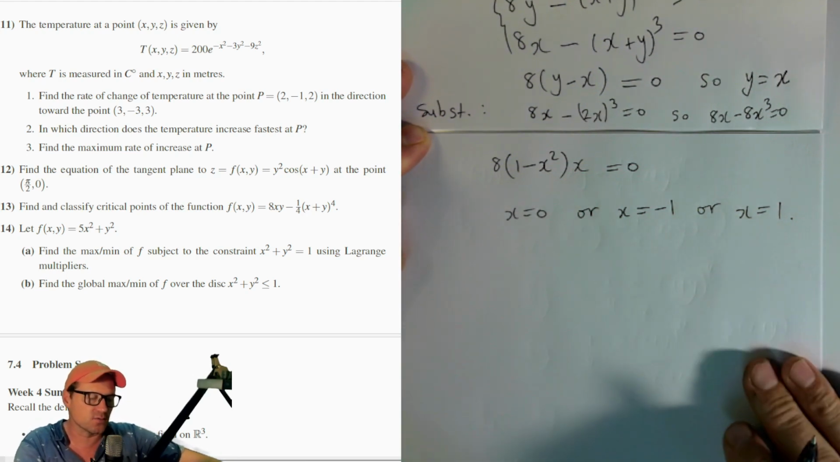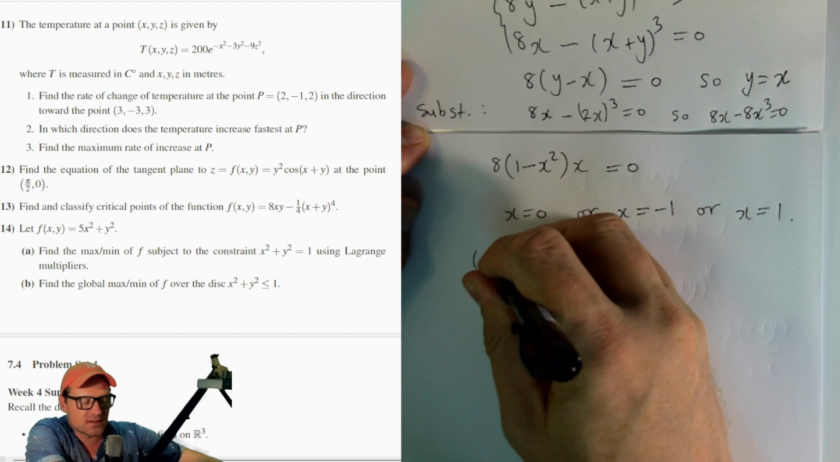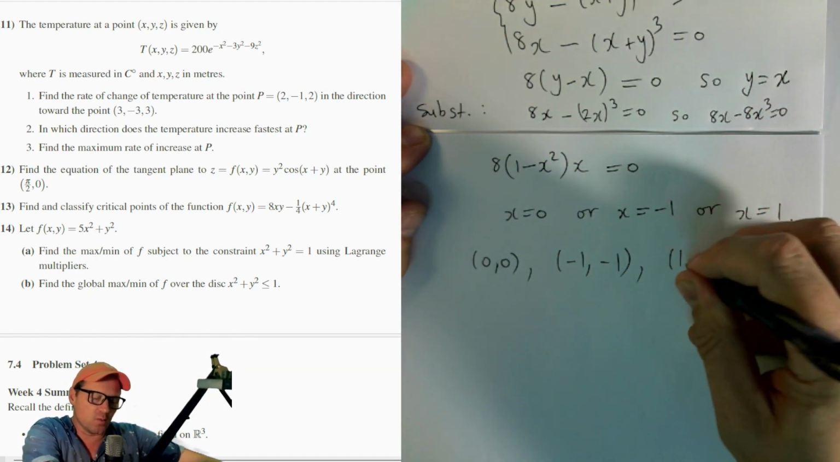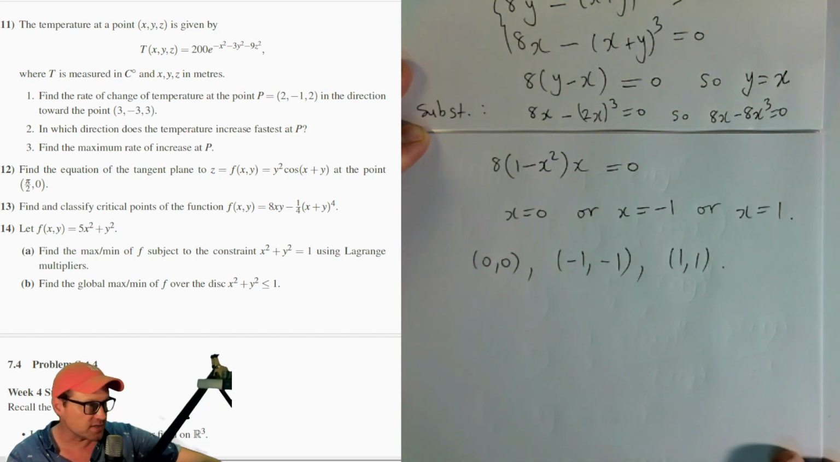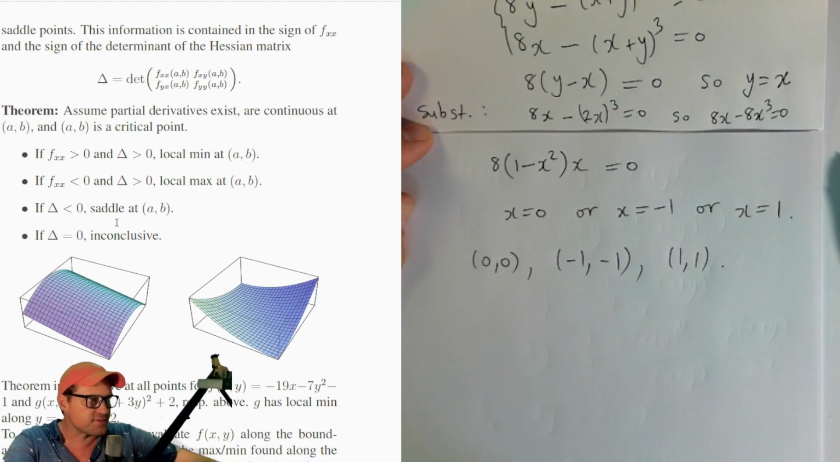So this gives us 3 critical points. Since y = x, we have the critical point (0, 0), we have (-1, -1), and we have (1, 1). So these are our 3 critical points of that function. Now to classify these, we want to use this theorem right here.